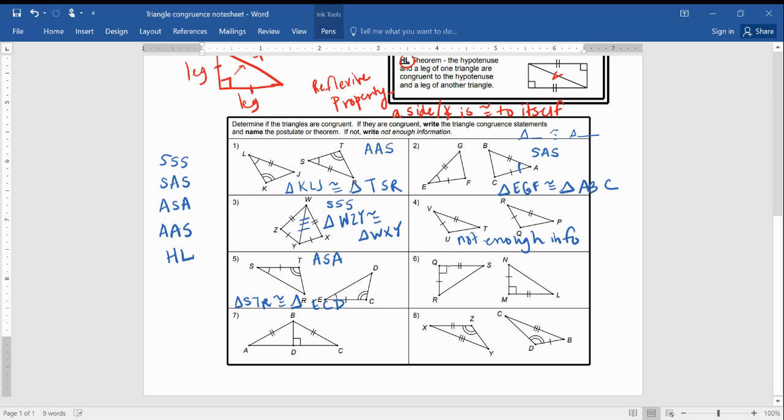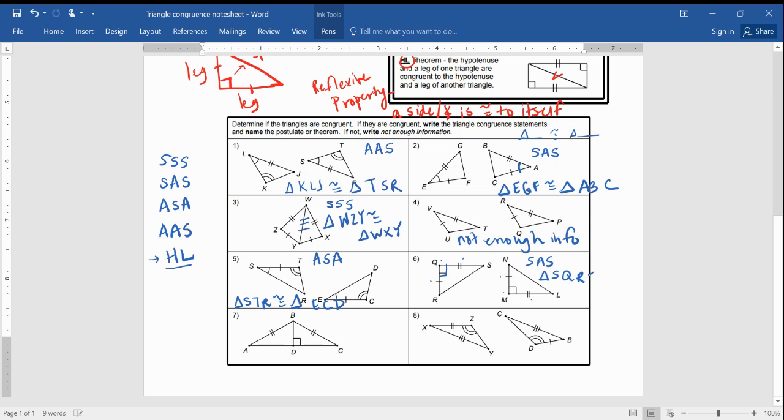Okie dokie. Number 6, okay, I see right triangles. If you see right triangles, I would probably put hypotenuse leg as an option, maybe. We don't necessarily know, but it could be an option. And then I do see two sides labeled. Okay, so maybe it's not HL, because what we have here is side, angle, side. And the hypotenuse is not labeled, is it? So it can't be HL. It's actually just side, angle, side. But you need to consider HL as a possibility when and if you do have right triangles.